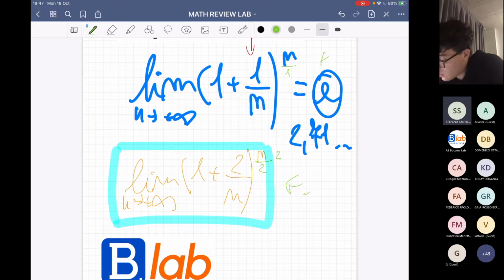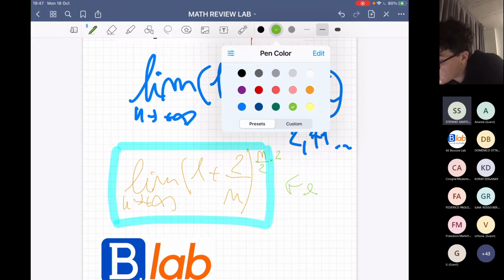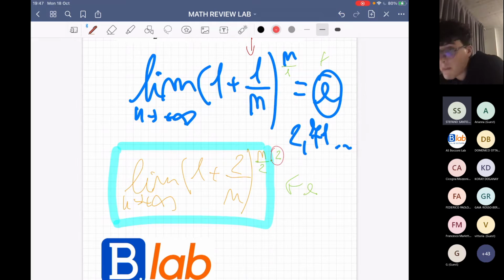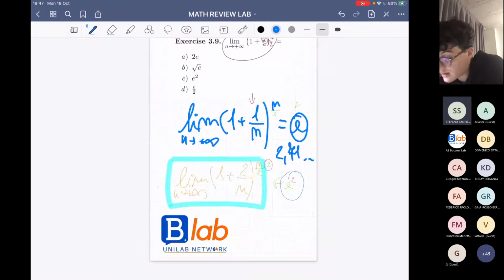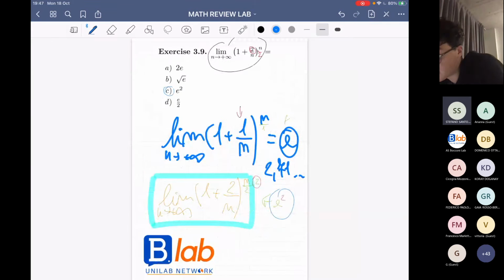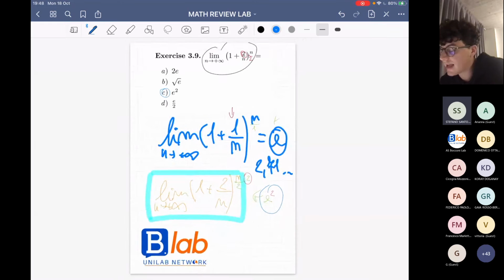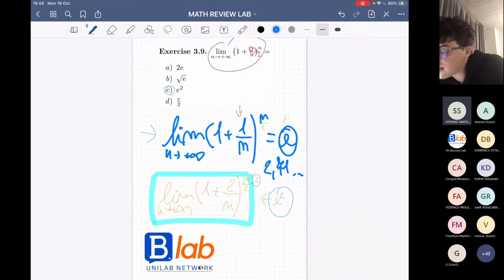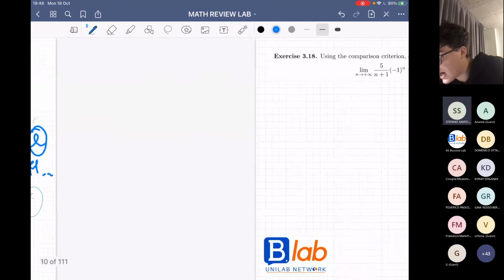And so this one tends to e, and then we have the 2 over here. But what do we do with this 2? We just use it to put it here. So the final result of this exercise is e squared, and so we have C as the final option. That was not that difficult, that was easy, but you should just remember these notable limits in order to do this kind of exercise.